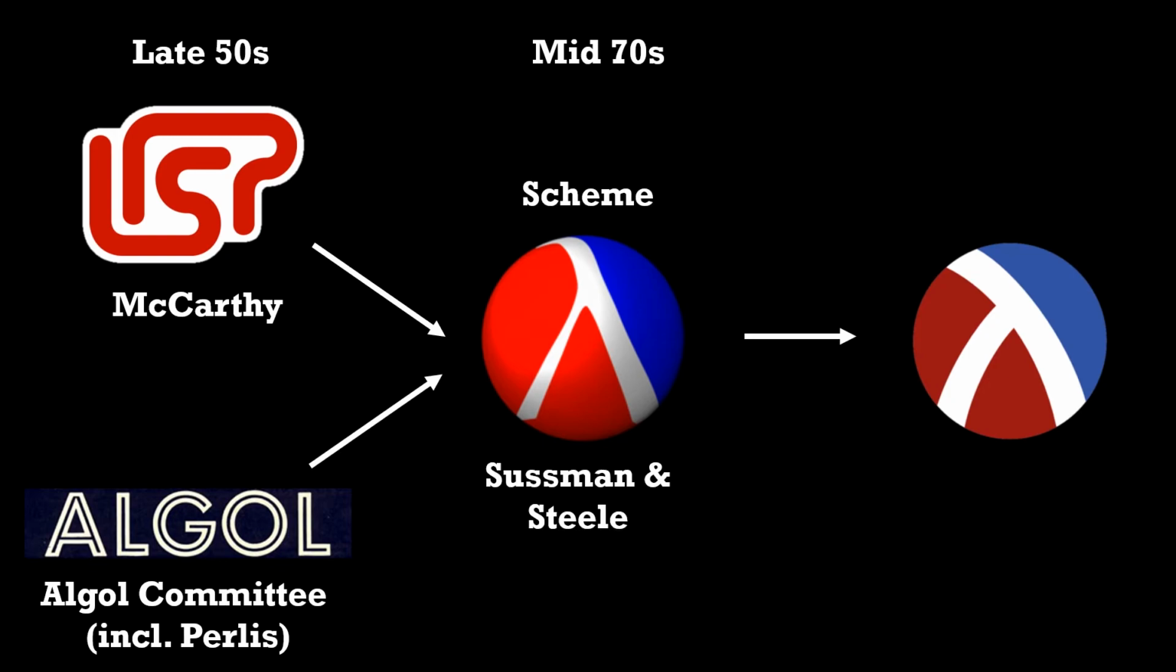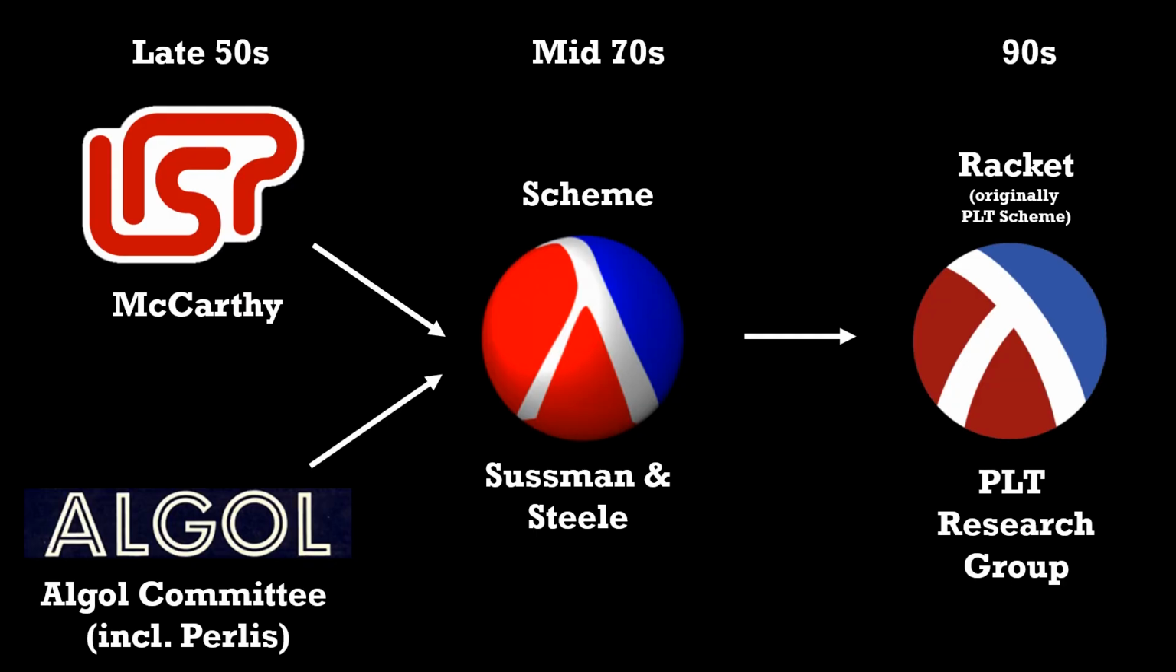The mid-70s, Scheme, this was invented by Sussman and Steele. Sussman, one of the authors of this book, and Guy Steele, is another prolific individual in the programming language community. And then in the 90s, Racket, which was originally called PLT Scheme, was created by the PLT research group.